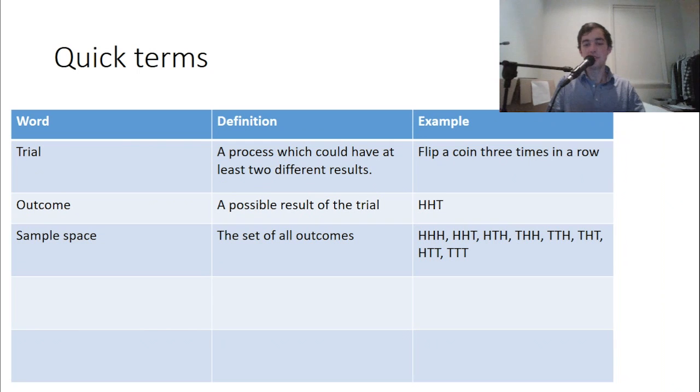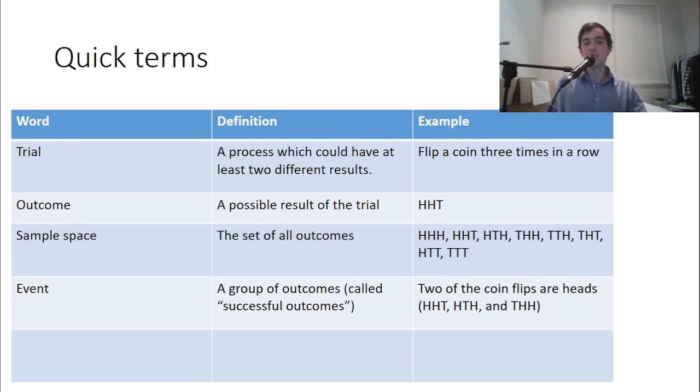Sample space is a set of all possible outcomes of the trial. So it might not be heads, then tails. It might be all 3 heads. Or it might be heads, then tails, then heads. It could be any of these. So that's called the sample space, the list of everything that could happen, all of the outcomes.